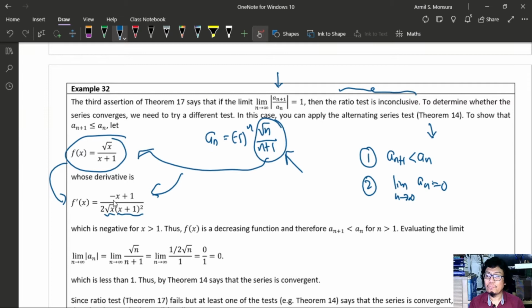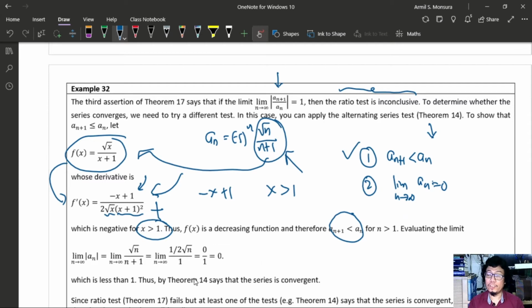And so therefore the denominator is always positive. So the sign is determined by the numerator. And since the numerator is simply negative x plus 1, as long as your x is greater than 1, for example 2, then f prime of x, the derivative, is automatically negative. And that happens for all values of x greater than 1. So therefore, we are assured that the terms are decreasing and that we comply with the first requirement of Theorem 14.